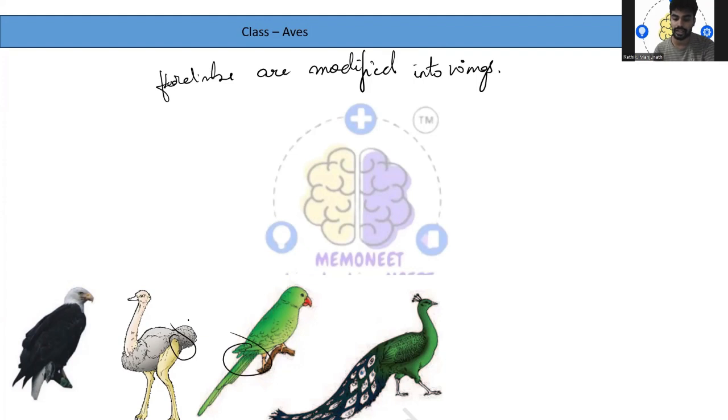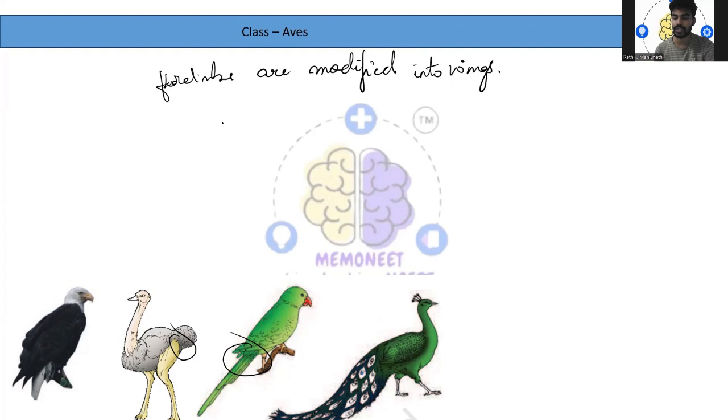Then another thing is the endoskeleton. It is a fully bony endoskeleton, and in the bones you'll also see some air cavities. This actually helps in flying, because it reduces the weight of the bird during flight.